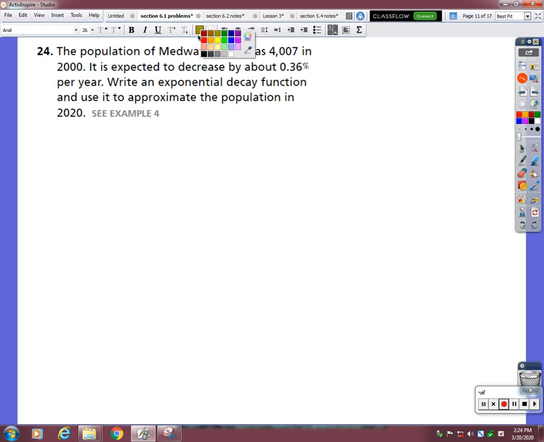Okay, that color was really disgusting, so let's switch that up. So our exponential decay model is, we're starting at 4007. And then it's decreasing by 0.36%. So I got to have a 1 for the original population. And then I have to change the 0.36% into a decimal. I know some of you are saying, but wait, it already is a decimal, but it's technically a decimal percent. So I still need to move the decimal over 2 places. So this little town's population is decreasing, but it's not decreasing by much, as we are about to see. So that's the function.